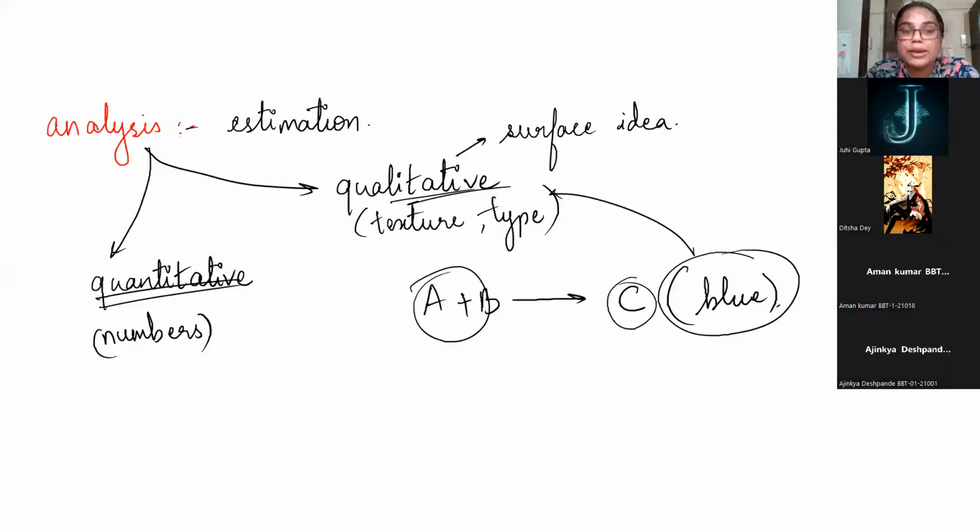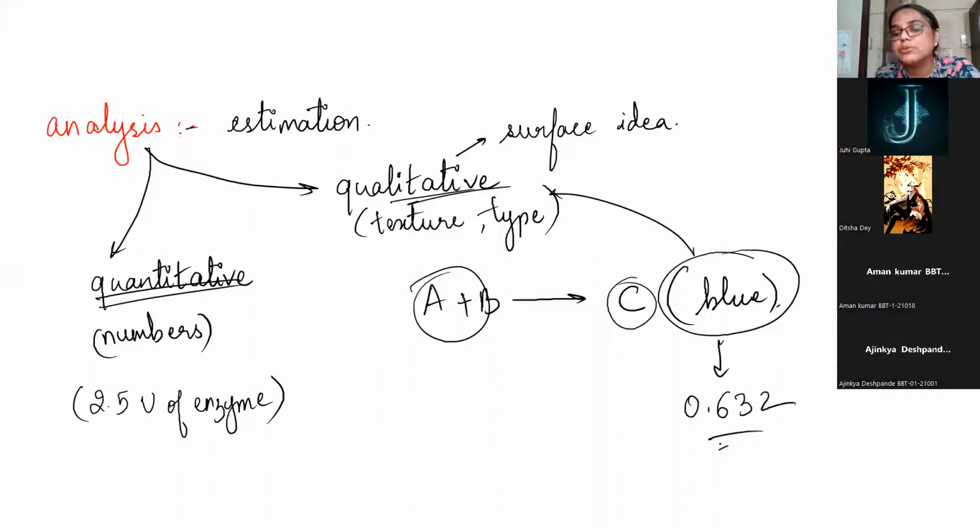But if somebody says to me that you will get, say, 2.5 units of enzyme activity when you see a particular blue color, and that blue color on the spectrophotometer reads, say, 0.632 or something like that, which tells me how much the enzyme activity is, that it is 2.5 units of enzyme activity, then it is now talking about numbers. So we are talking about quantitative analysis. So quantitative analysis is very important.